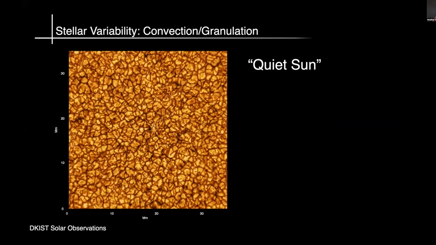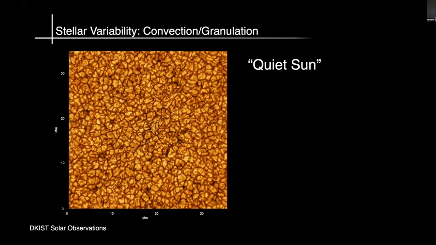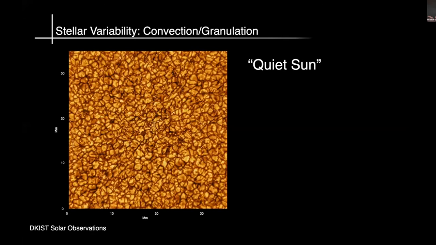So this quiet sun or quiet photosphere, as you will, what does that look like? So here's an observation from the Dunn Solar Telescope. If your bandwidth is a little bit low here, I'd really encourage you to go ahead and look these up on Google because they're incredible movies. So we have a field of view of about 30 by 30 megameters.